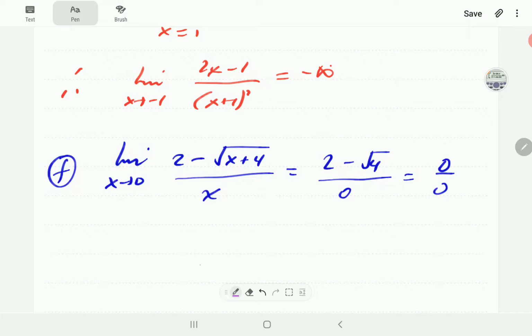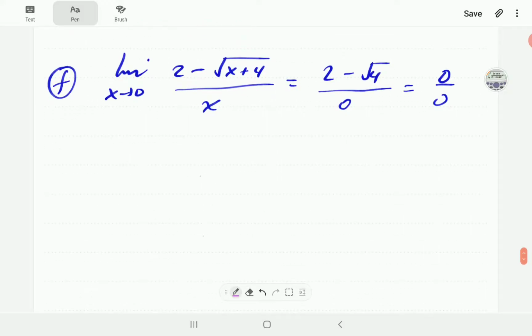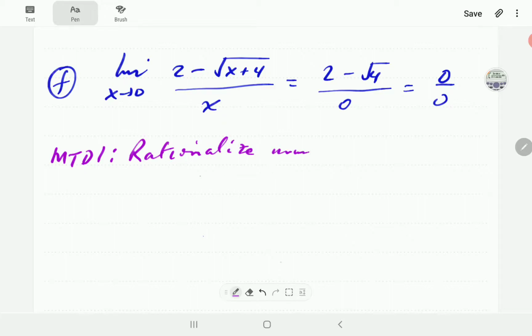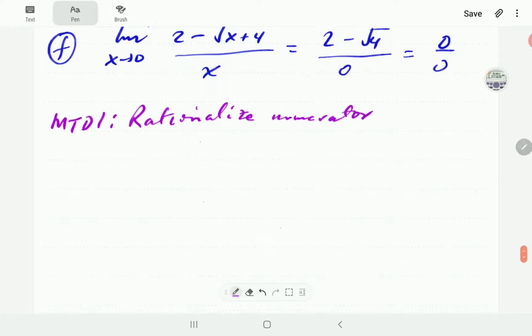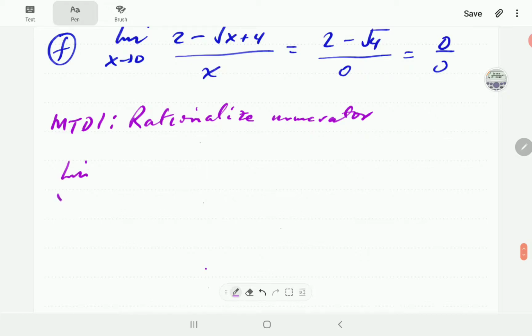So one of the methods to apply here is to remove the square root in the numerator. Removing the square root is actually called rationalizing the numerator. Rationalizing means making it a polynomial, so it means removing the square root. That we're going to do by multiplying the numerator by a term that is going to make the numerator into a difference of two squares.